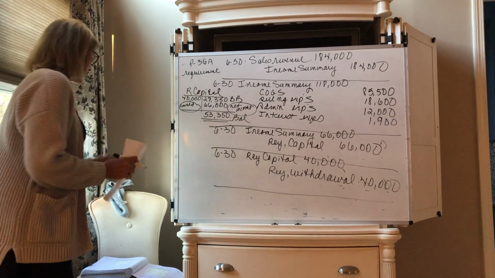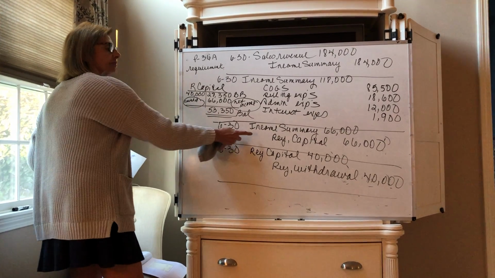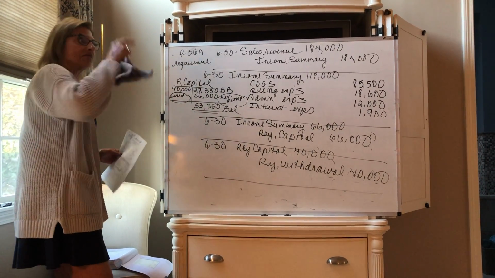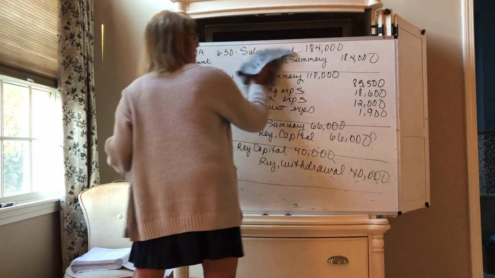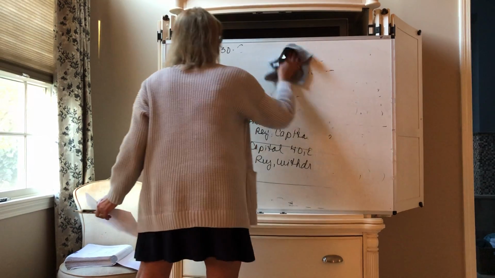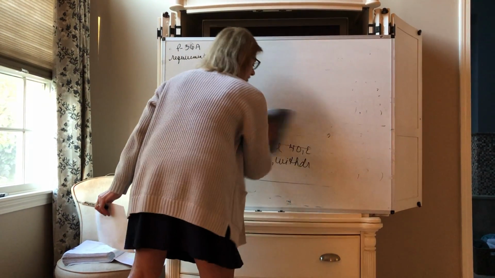Okay, I'm going to go to the last requirement now. Again, think of how we got this: beginning plus net income minus withdrawal equals ending. Okay, last requirement, post-closing trial balance. Post means after you close. Everything else has been zeroed out.